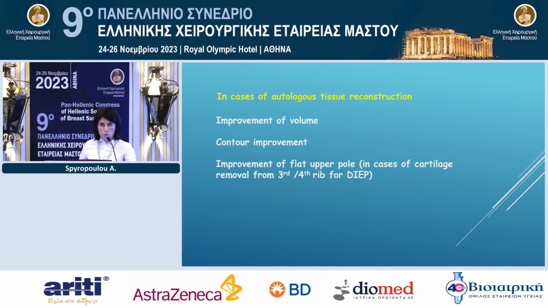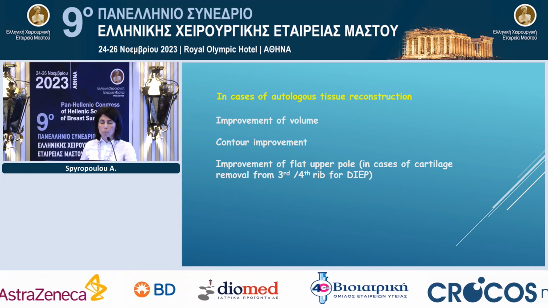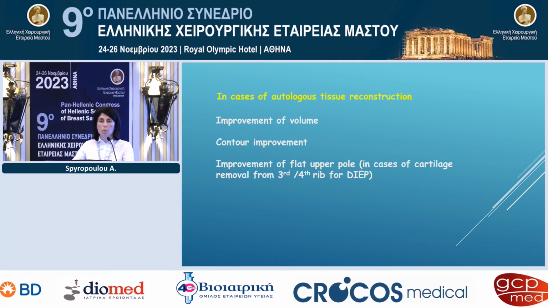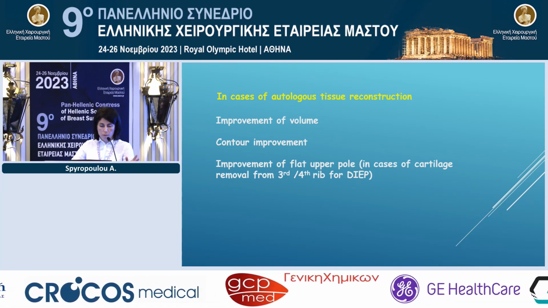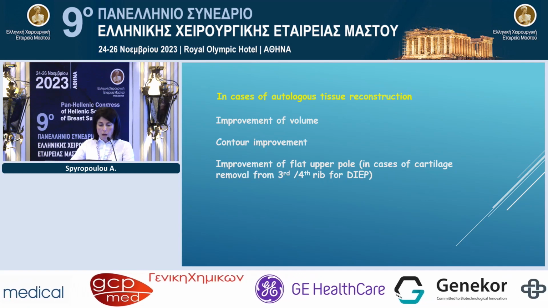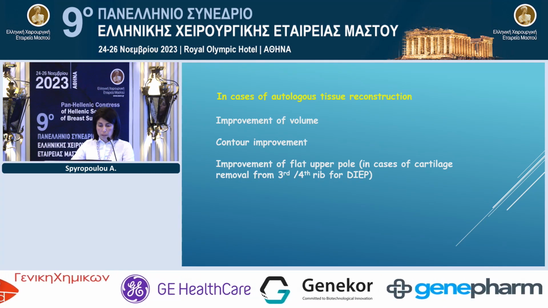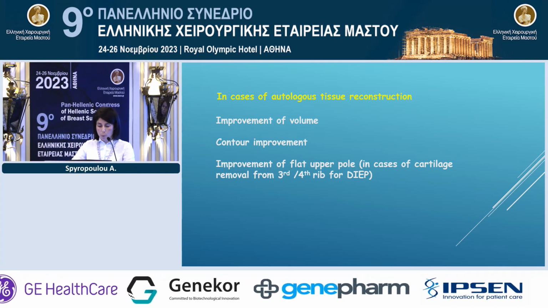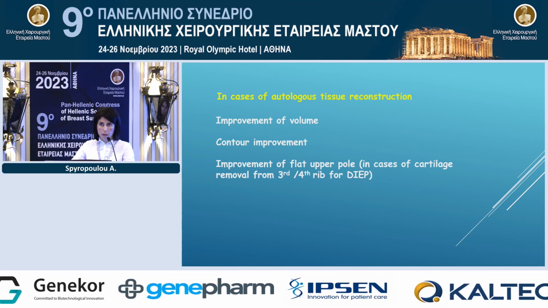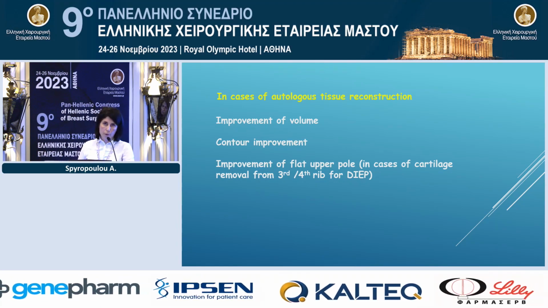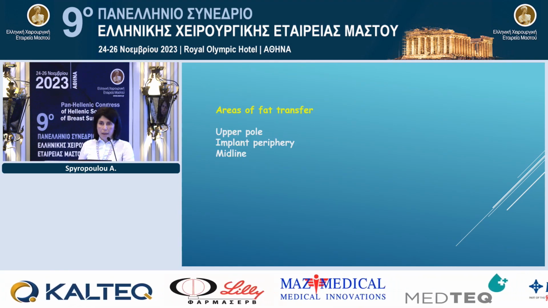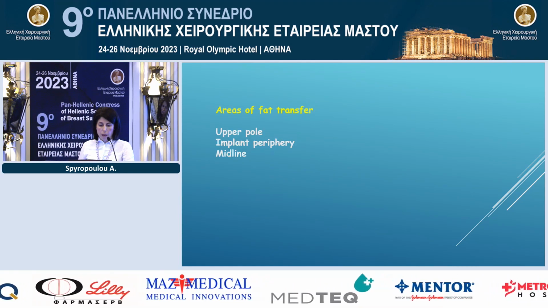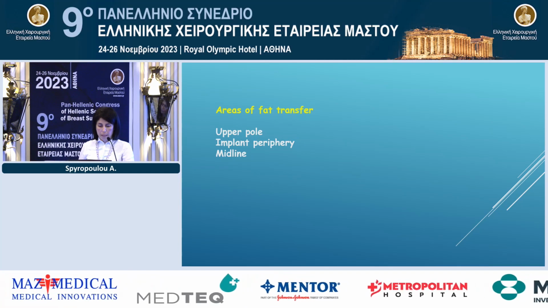In case of the autologous tissue reconstruction, you can use it to improve the volume. In case, for example, of latissimus dorsi reconstruction, you can use it to improve the volume of the latissimus. You can use it for contour improvement and improvement of the flap upper pole in cases of cartilage removal from the fourth or third rib after a DIEP. The areas that we are going to transfer fat are the upper pole, the periphery, and the midline, usually.